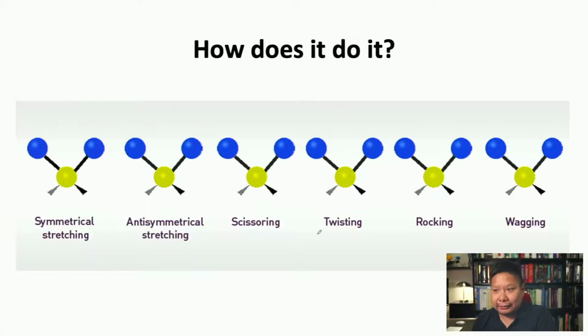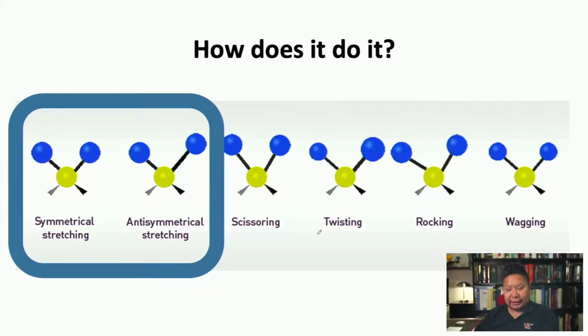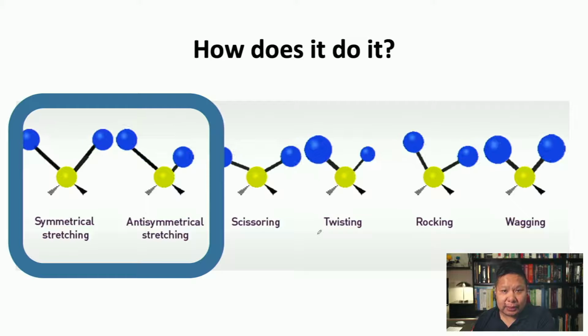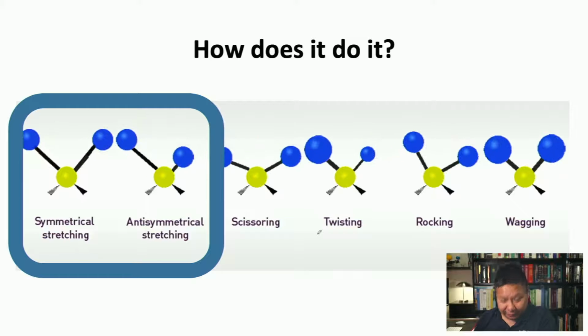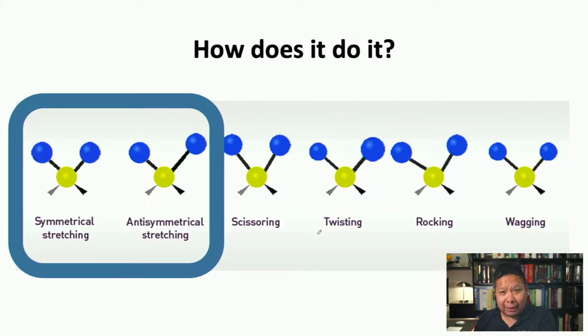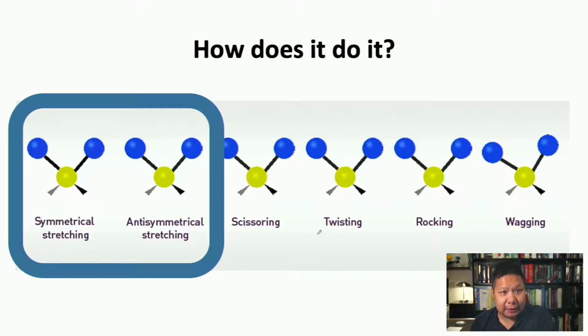Well, how does it do it? Like I was saying before, the amount of energy that corresponds to IR light isn't very strong. It's not strong enough to break the bonds. It's not even strong enough to promote the electrons in the bonds to higher energy levels to produce color. But it is strong enough to make the bonds move around, like actually move. That's all they're doing.